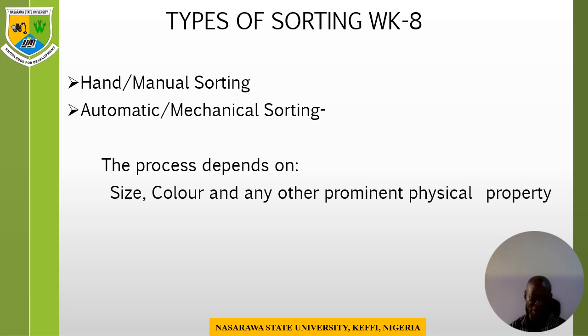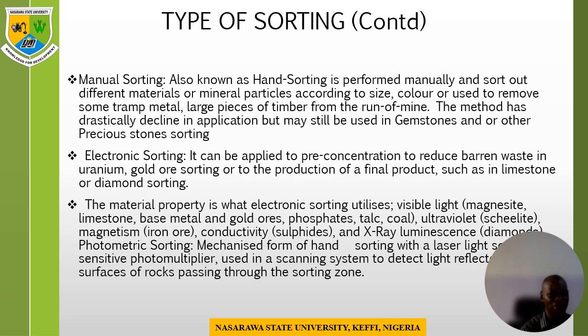In sorting, we have basic hand sorting, manual sorting, automatic and mechanical sorting. The process depends on the size, color, and other physical properties of the minerals. Manual sorting, also known as hand sorting, is done according to size and color, and the trapped metals among them are removed. Large pieces of timber that were broken on the run of mine are removed. It has drastically declined in application, but is still useful, particularly for those mining gemstones and other precious stones. Most sorting is by hand.